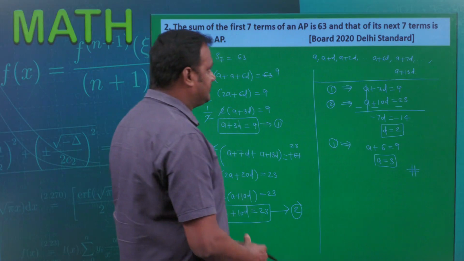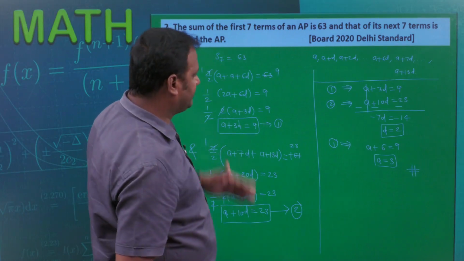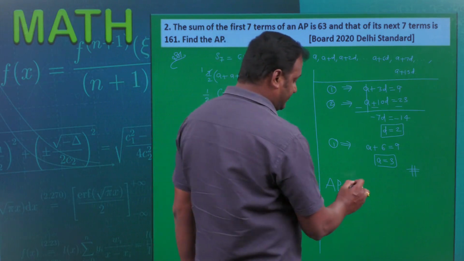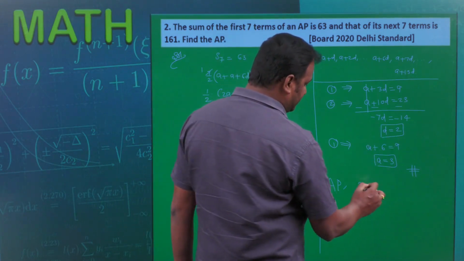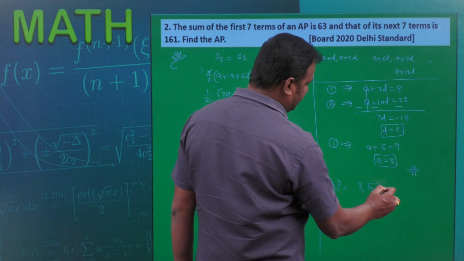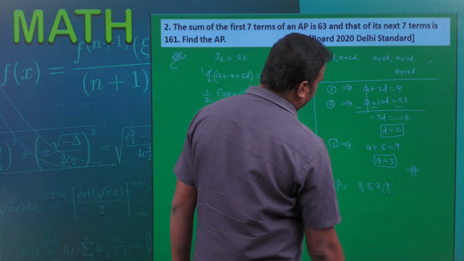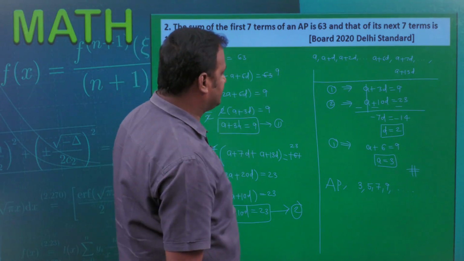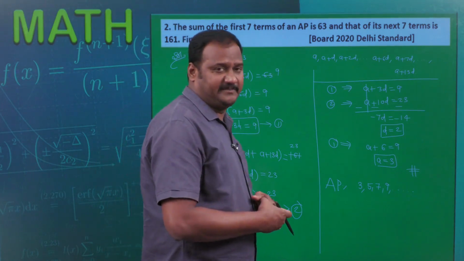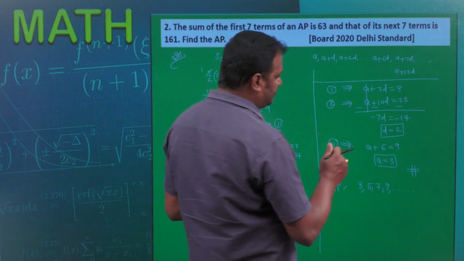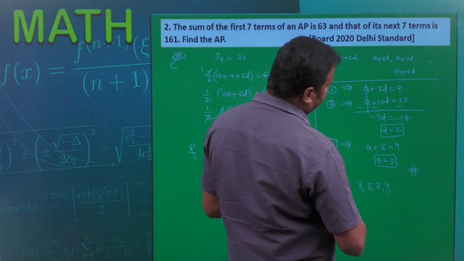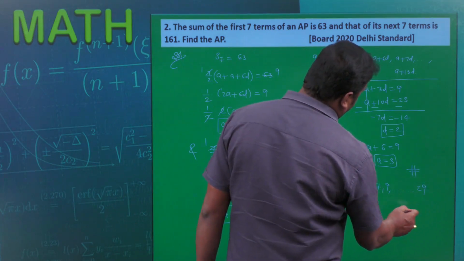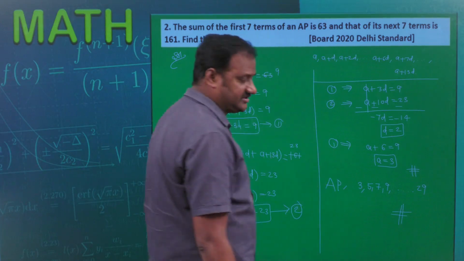So after getting the values of A and D, what do you want? Find the arithmetic progression. Therefore the required arithmetic progression is A, A plus D: 3, 3 plus 2 is equal to 5, 5 plus 2 equal to 7, plus 2 equal to 9, and so on. And up to how many terms? There are 14 terms, and 14 terms means A plus 13D. So it is 3 plus 13 twos are 26, 26 plus 3 is equal to 29. So these are the terms of the arithmetic progression.